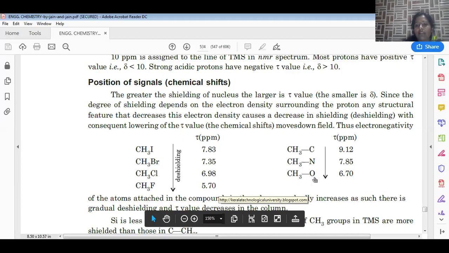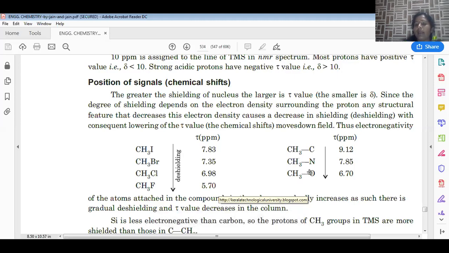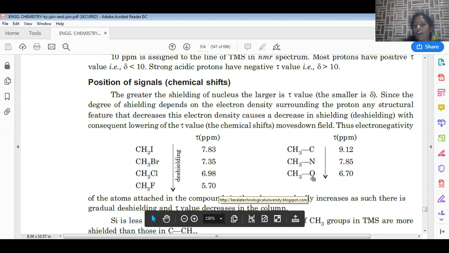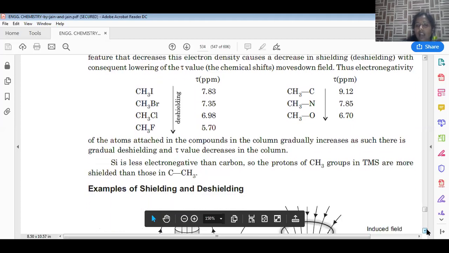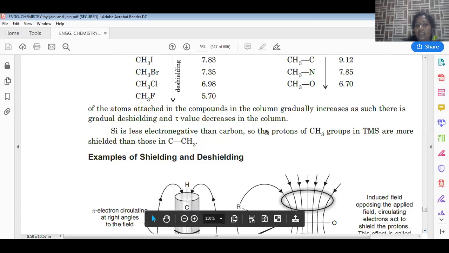When we take carbon, nitrogen, oxygen, oxygen is obviously more electronegative. That's why values are moving towards downfield with respect to this methyl functional group. Even though the methyl group is the same and these signals are given for this hydrogen only, based on the electronegativity of the adjacent functional group, the values are shifting towards downfield as the electronegativity increases. This is the influence of electronegativity on chemical shift values. Greater the electronegativity, greater will be the shifting towards downfield because of deshielding effect.